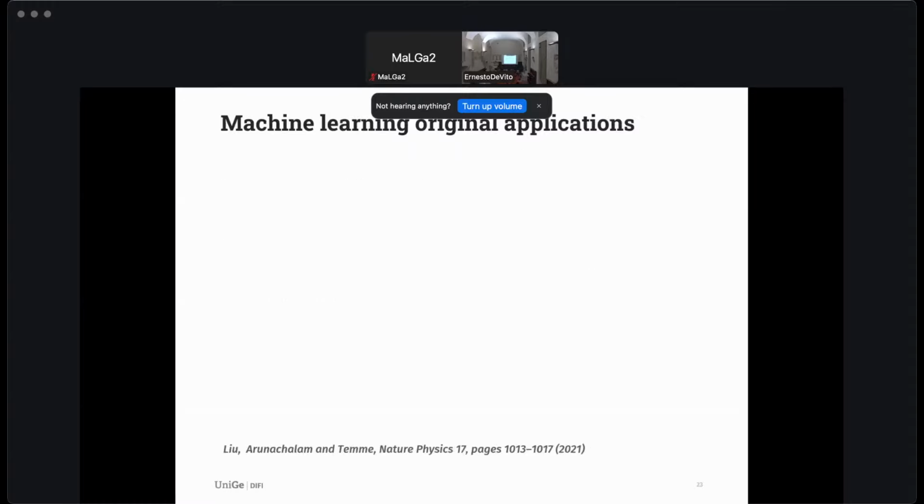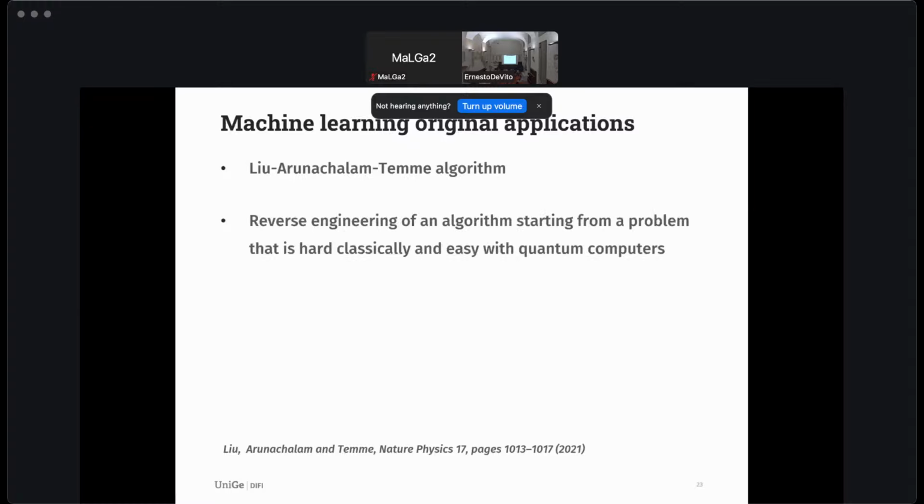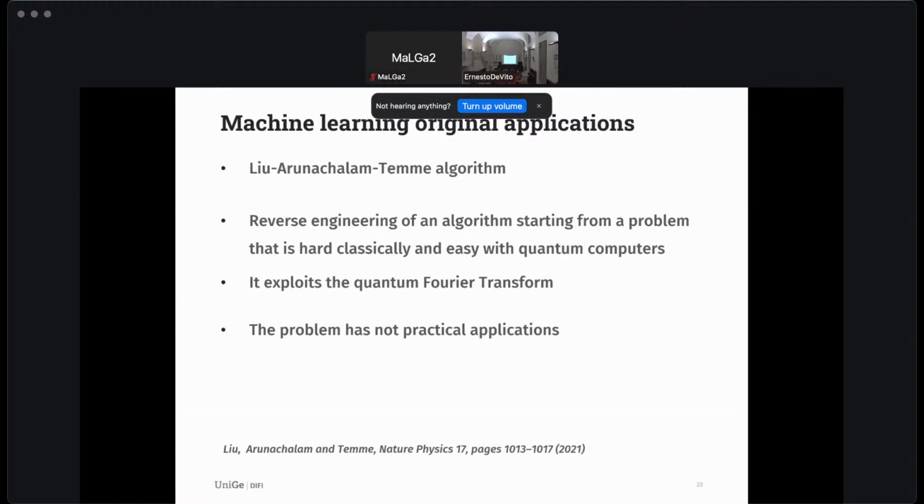quantum algorithm. The second is another good paper, published in Nature Physics just a few years ago, but again, what they have done is reverse engineering. They found a problem that is hard classically and can be solved easily with a quantum computer, because it works with a quantum Fourier transform, okay? But the problem is that this is completely useless for practical applications. They have shown that there is a quantum advantage, but it's basically useless.